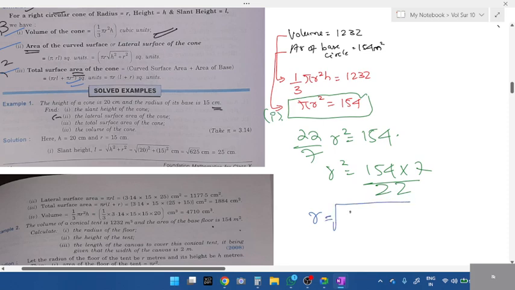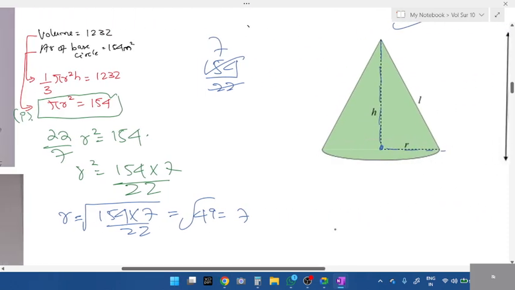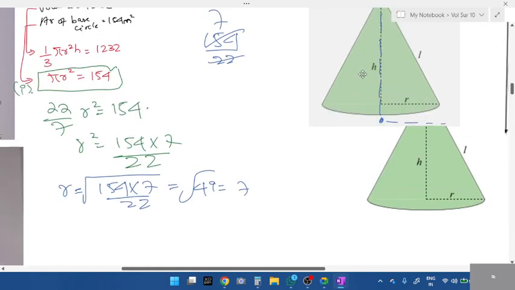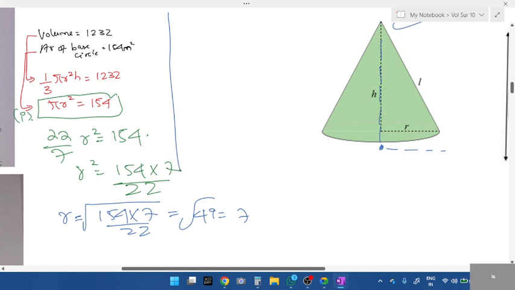Square root of 154 into 7 divided by 22. How many times it gets divided? 7 sevens are 49. What is root 49? 7 meters. Substitute in the first equation. Find the value of h, students. See here I took pi as 22 by 7 so that I can cancel. Don't take 3.14. It depends on the question. 7 meters.